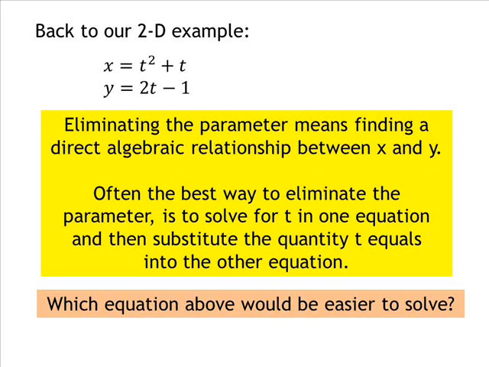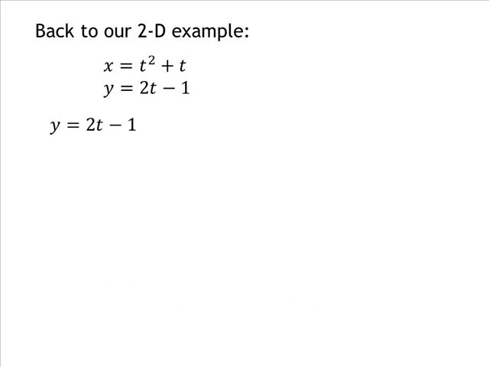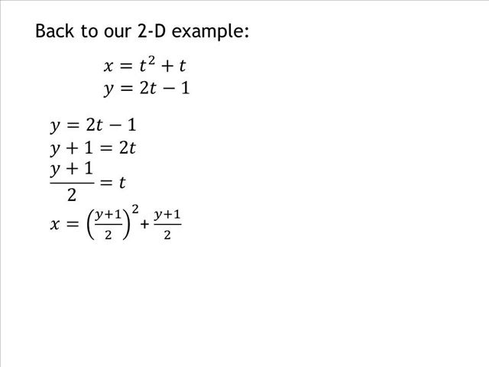Which equation above would be easier to solve for t? I hope you said the second one. To solve for t, we need to add 1 to both sides and then divide by 2. Now, substitute y plus 1 over 2 for t in the other equation, the first equation. Technically, we're done at this point. All we were asked was to get one equation without a t in it. T has been eliminated, but our equation looks a little messy.